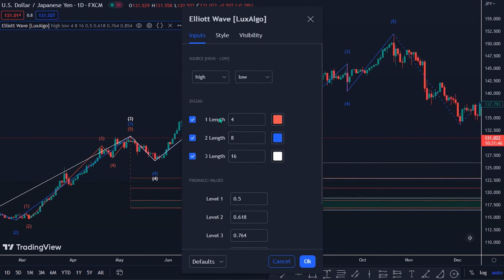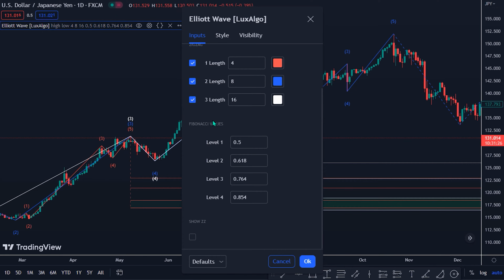The first length is 4 by default. The second length is 8 by default. The third length is 16 by default. Also, there are Fibonacci values of 4. The first level is 0.5. The second is 0.618. The third is 0.764. And the fourth is 0.854. That's all under the input values.